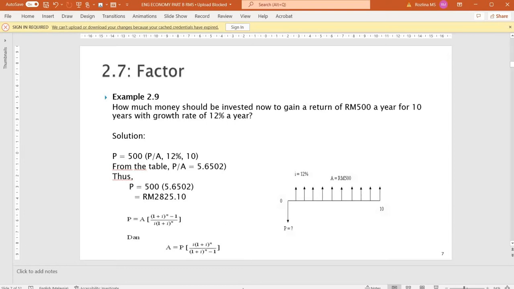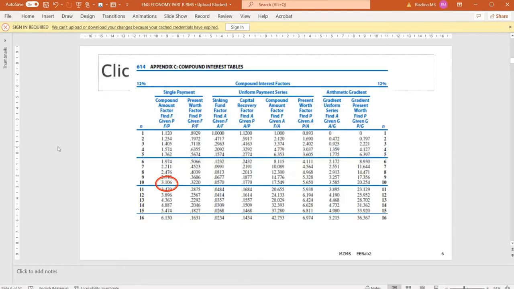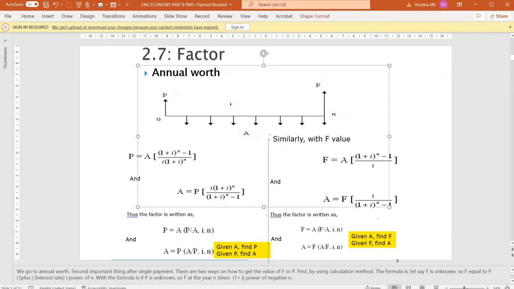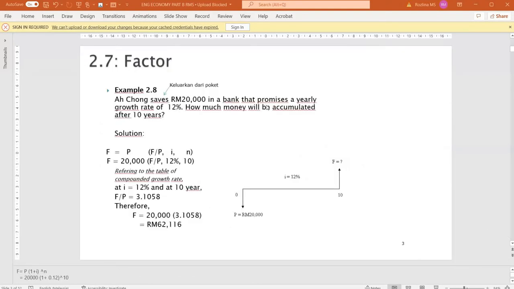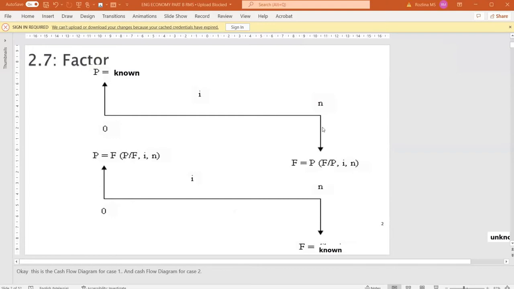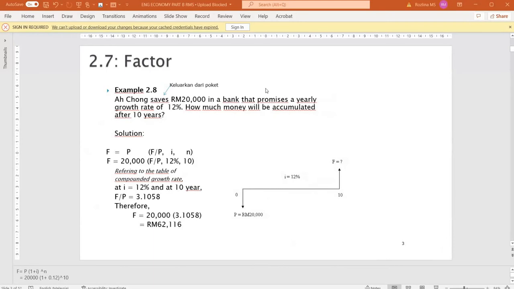Okay, we stop until this part, right? Okay, we have done for... Okay, now you know about the factor for the single payment by using the formula, and also by using the factor we call it as a factor.